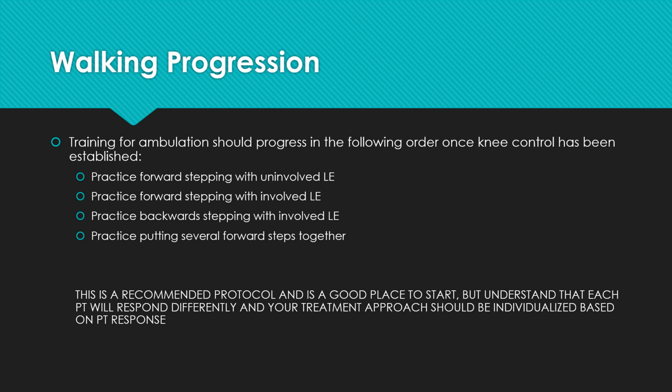This slide just sums up the general basis of what we just talked about, an outline for a training program for a patient following a CVA, once their knee control has been established. You practice forward stepping with the uninvolved lower extremity, then forward stepping with the involved lower extremity, then backward stepping with the involved lower extremity. Then we practice putting several steps forward together where we start normal gait. This is just a recommendation and it's a good place to start, but understand that each patient will respond differently and your treatment approach should be individualized based on the patient response. Don't follow this like it is a recipe for a cake that you can't mess up.